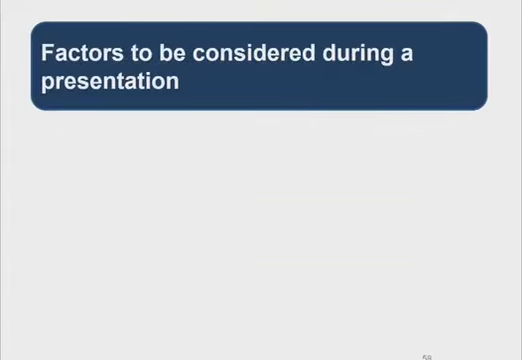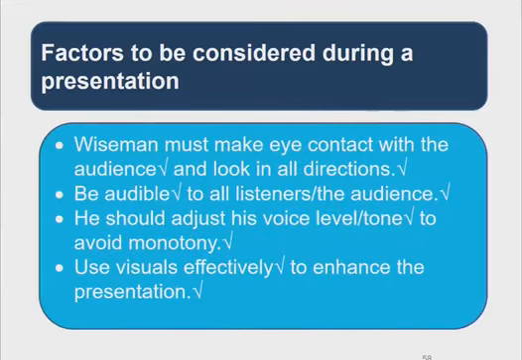Factors to be considered during a presentation. And learners, I hope that you are taking note of all of the breaking down of the body of this essay, because we are covering them each systematically as it is in the question. And remember, if you cover all of them, you only get your first A. So the factors to be considered during the presentation: the presenter must make eye contact, as we said before, with the audience and look in all directions. Be audible to all listeners. Adjust the voice level or tone to avoid monotony, and also use visual aids effectively to enhance the presentation.